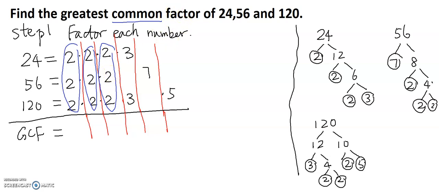Now we can write down the answer. The common factors will be 2 times 2 times 2, and that gives us 8. So 8 is the greatest common factor.